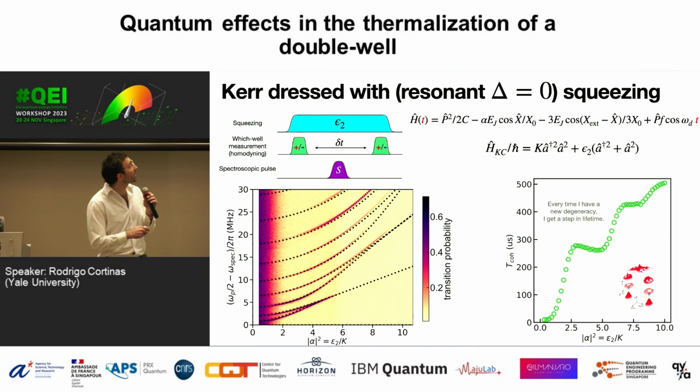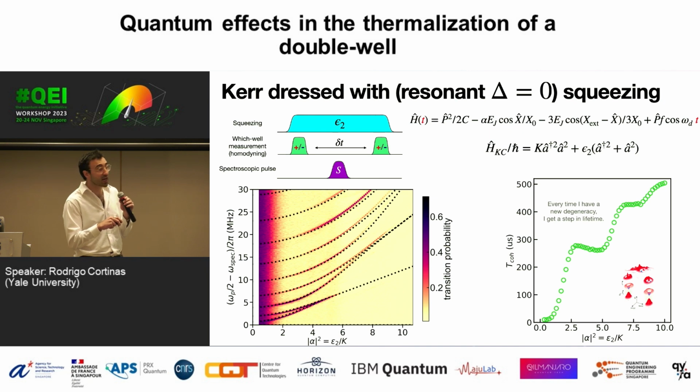And something else I can do is essentially not make a spectroscopic tone, prepare by measurement, and then wait a variable amount of time to see the thermal activation that will essentially make the thermalization in this parametric oscillator. I start with a coherent state. If I wait long enough, I'm going to end up in a mixed superposition of the two wells, and this has a time scale that I'm calling here T coherent. And what you see is that it grows, but in steps. And these steps are the incoherent manifestation of this Hamiltonian structure.